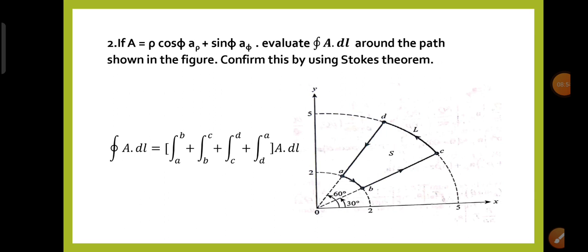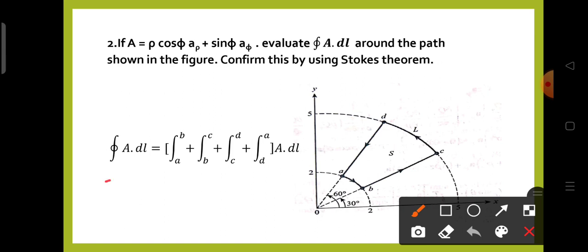Then we can discuss problem number 2. If A equals rho cos phi a_rho plus sin phi a_phi, evaluate the closed line integral of A dot dl around the path shown in the figure. Confirm this by using Stokes' theorem.